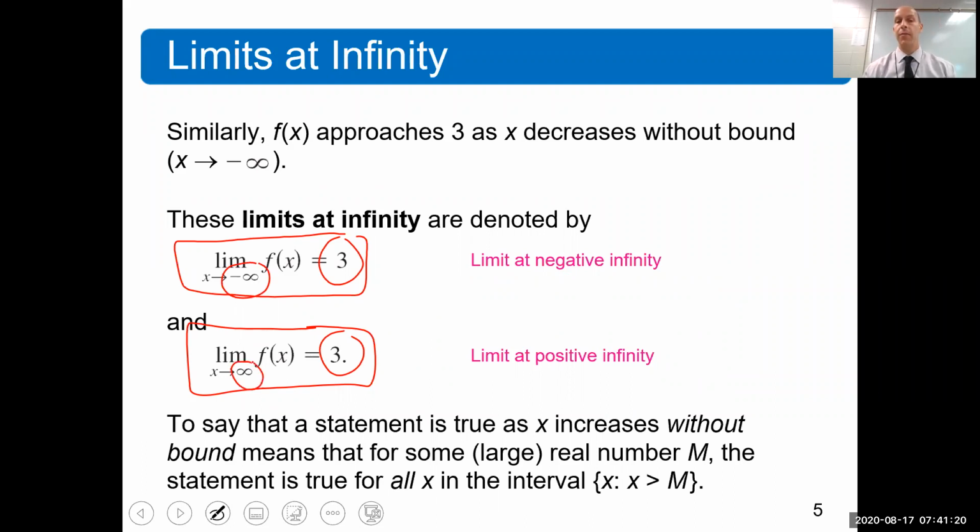To say that a statement is true as x increases without bound means that for some large real number M, the statement is true for all x greater than M. Now, we could get into the epsilon delta definition of limit here, but I'm actually going to go ahead and skip that as that was an optional concept.